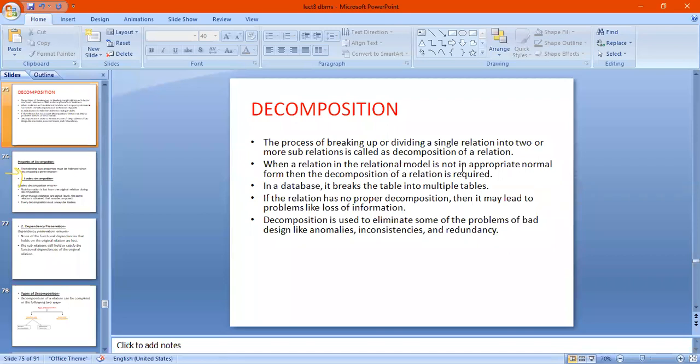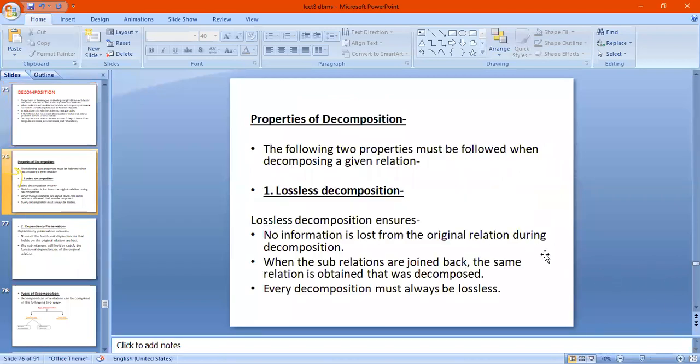When the relation in the relational model is not in an appropriate form, then decomposition of the relation is required. The database breaks the table into multiple tables. If the relation has no proper decomposition, it may lead to loss of information. Decomposition is used to eliminate some of the problems of bad design like anomalies, inconsistency, and redundancy.